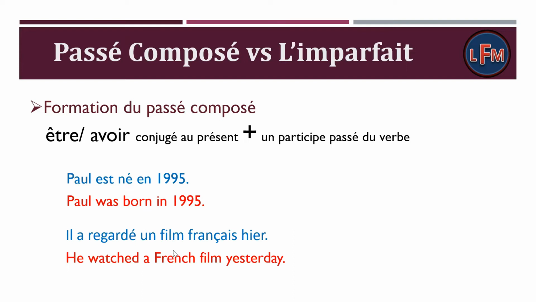Elle a regardé un film français hier. She watched a French film yesterday. Here, the verb is regarder, which goes with avoir. So we write Elle a regardé un film français hier. To learn Passé Composé in detail, you can watch my videos Passé Composé with être and Passé Composé with avoir, of which you can get the link below in the description.